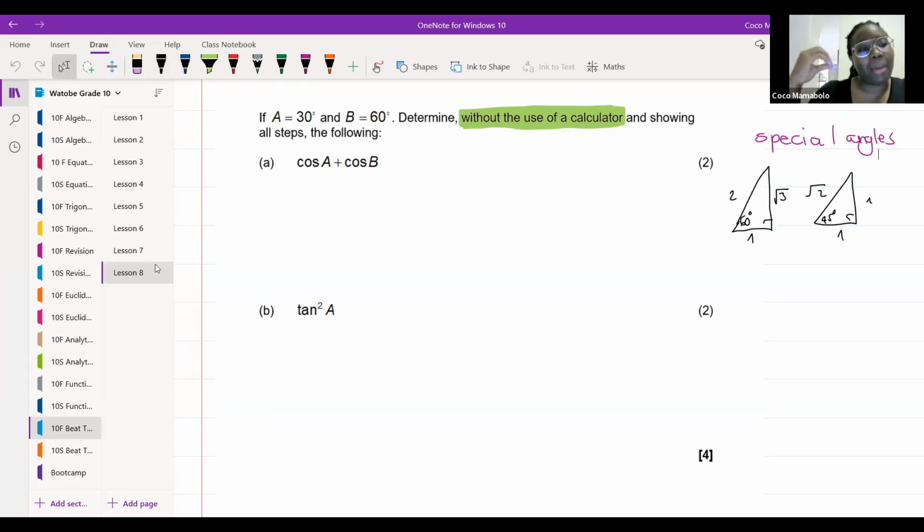But guys, remember, the more you know your special angles, the easier it becomes for the maths to move fast in your brain. Okay, so it's going to be easy for us to be able to do that.